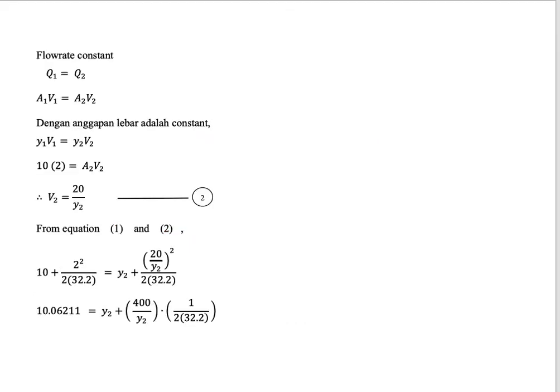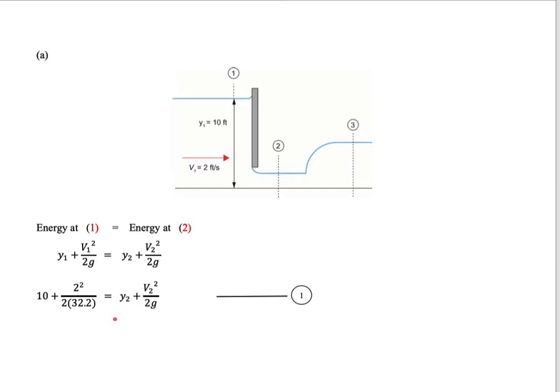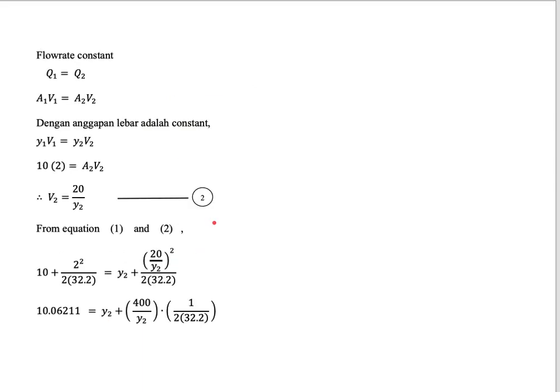If you see this equation, we have two unknown parameters, one is y and another one is v. So we need to create another equation so that we can solve this problem simultaneously. We used the energy equation here, then we could use the continuity equation to create another equation. We know that the flow rate is constant, so Q1 is equal to Q2, which is also A1 V1 equal to A2 V2.